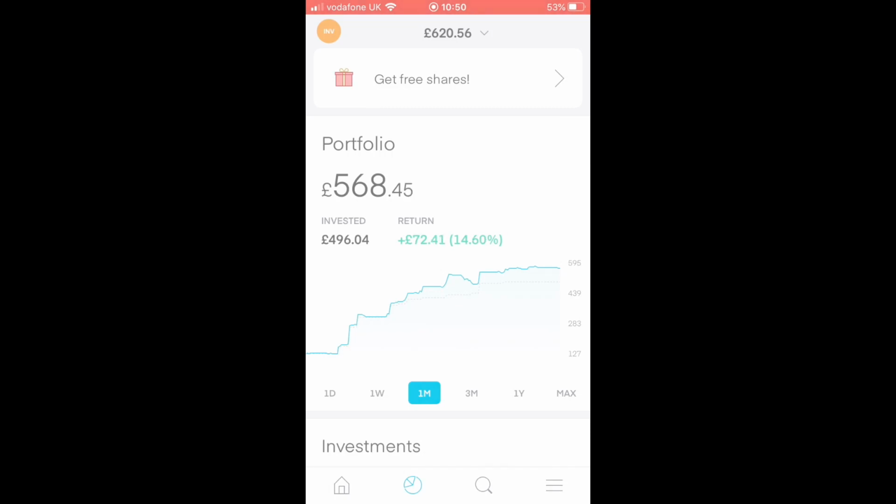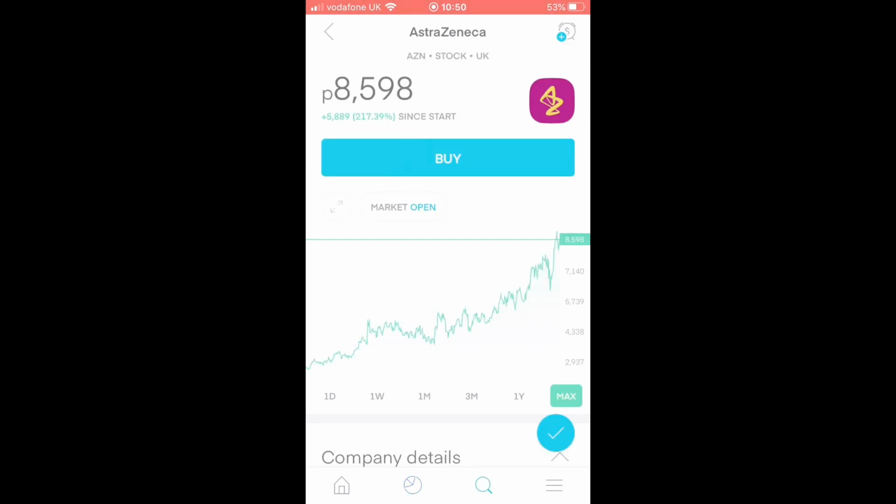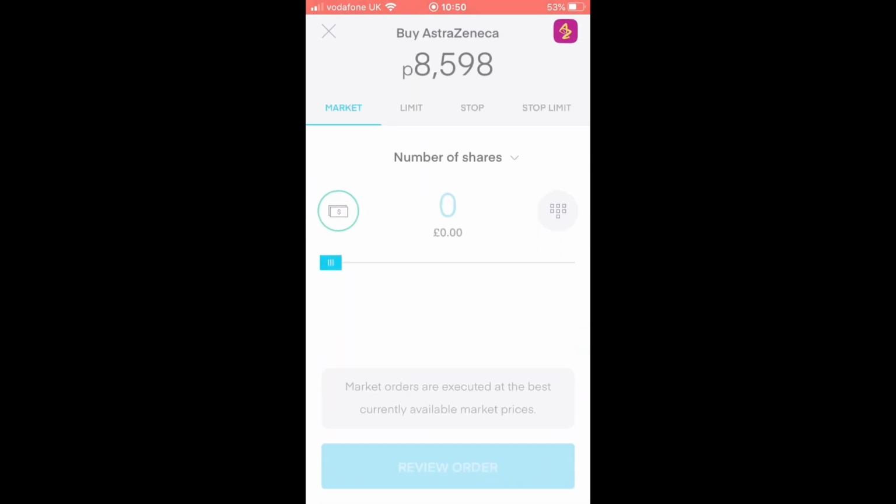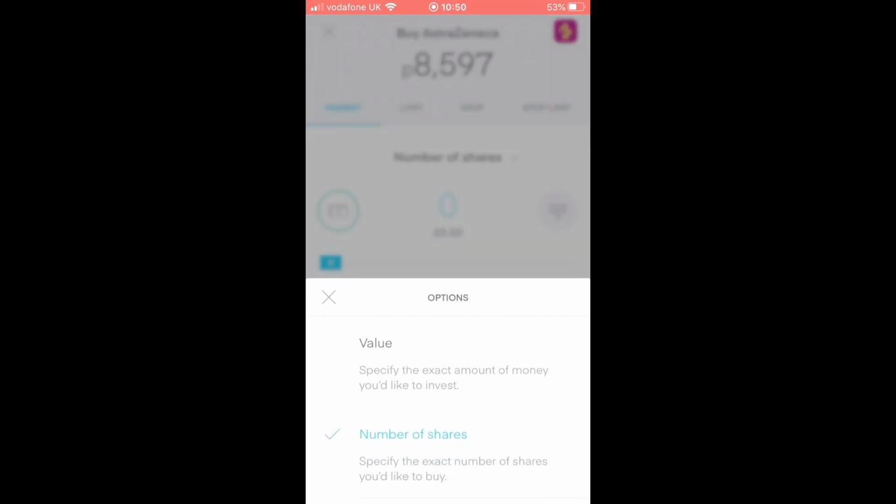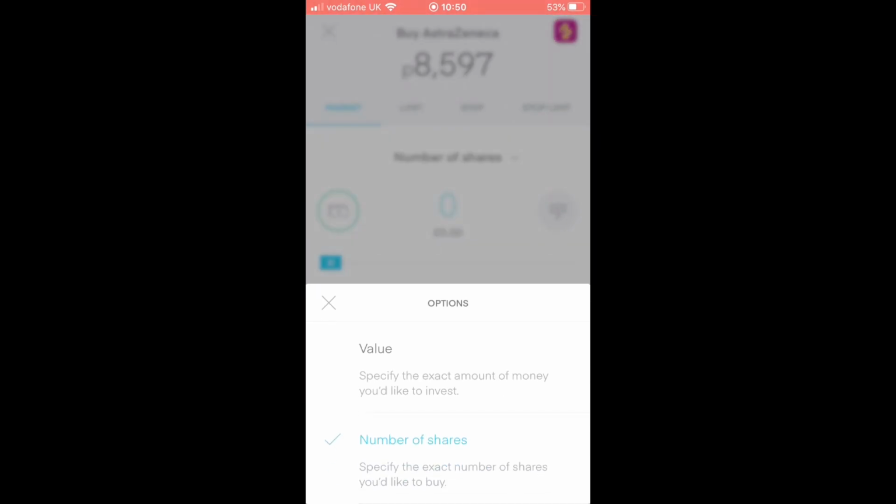For those of you who haven't bought shares on Trading 212 before, you'll be able to see quite how simple it is. To start off with, we'll look for the company we want, which is AstraZeneca, which we've already got here. We'll simply click Buy, and then you can select either the number of shares you want, or the value which you want to invest, which in this case, the value is the one we're going to go for because we want to invest £25.